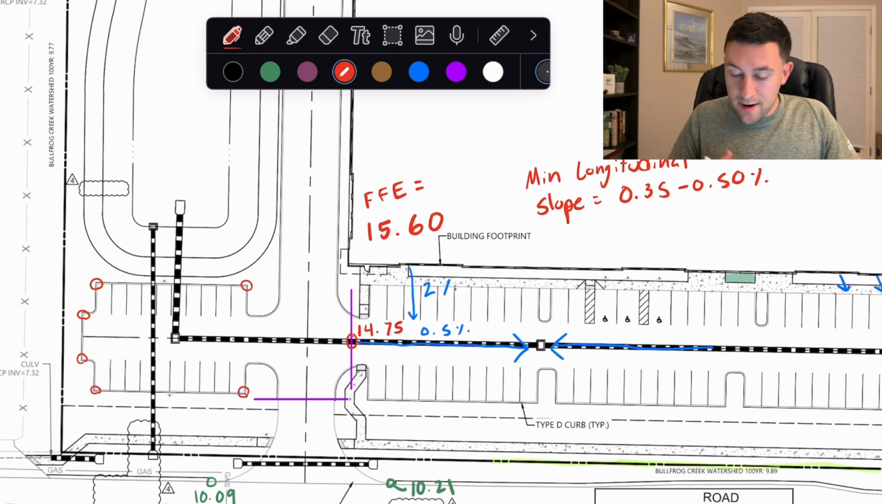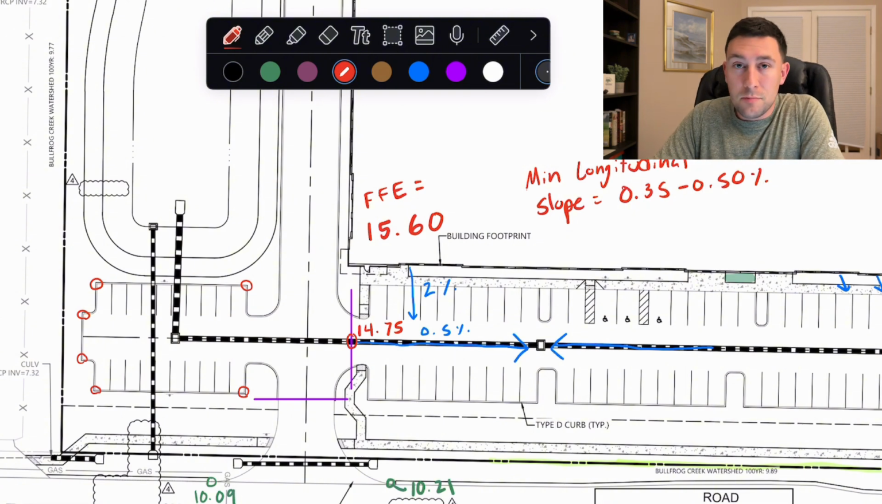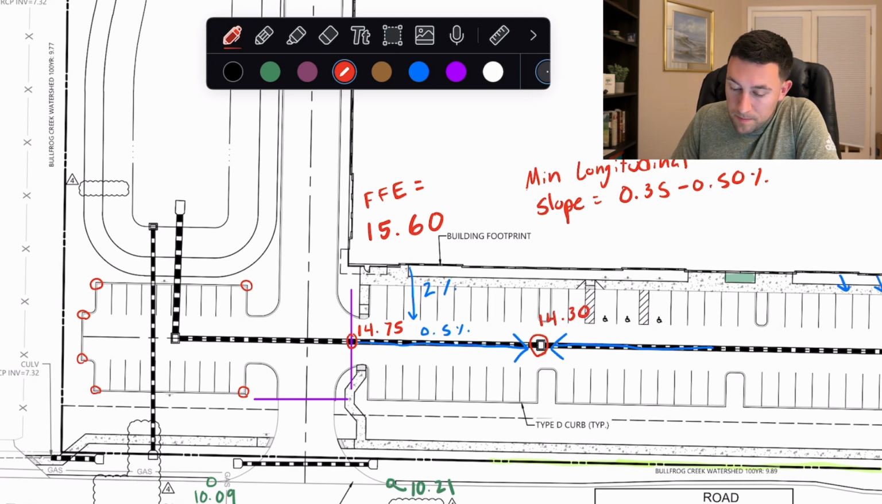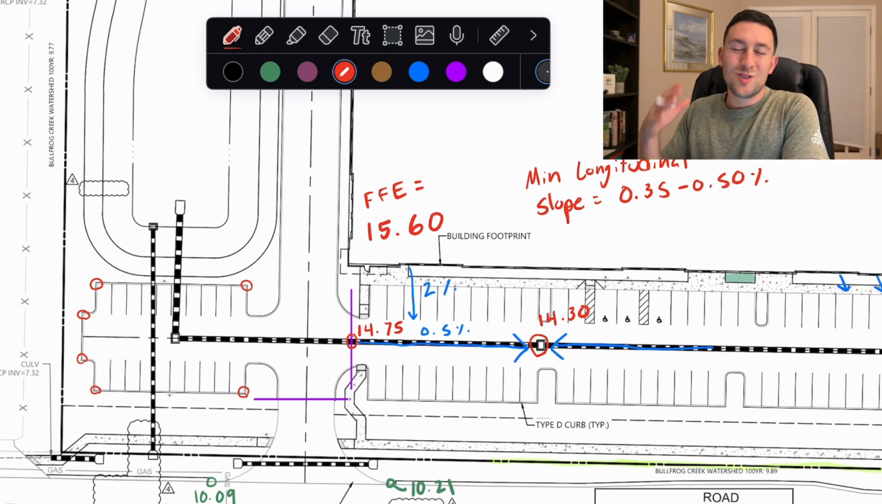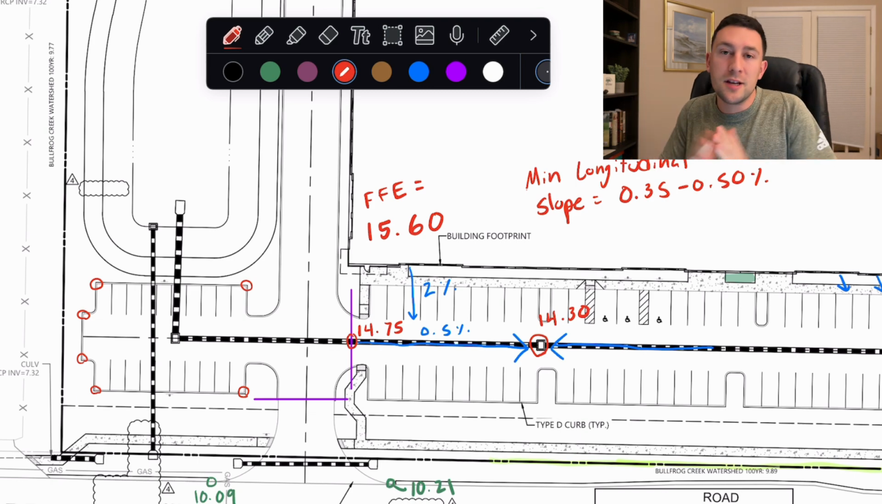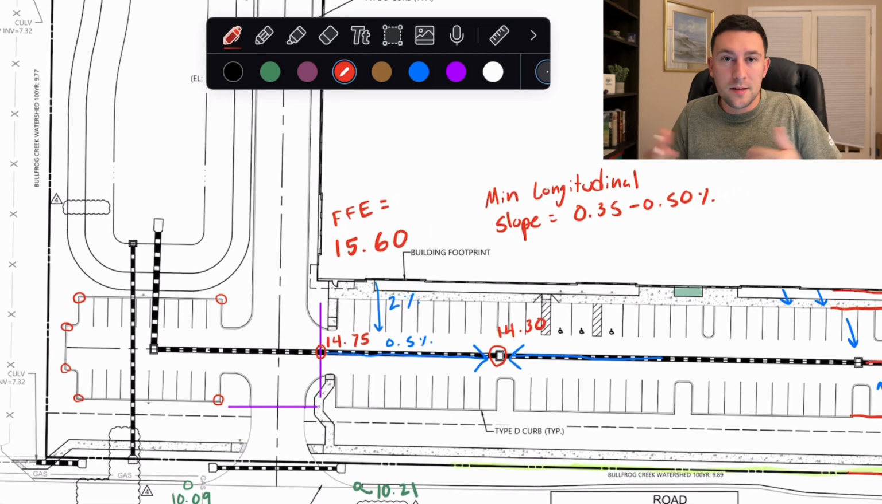So with that, if I know that I have 14.75, I'm going to subtract 90 feet times 0.005, because 0.5%, you got to add two zeros in front of it. So this low point ends up being 14.3. And again, I'm just kind of showing you how we can start thinking about this. What's so important about this video, guys, is if I were to give this to like 10 different engineers, they would all have 10 different ways of grading the site.